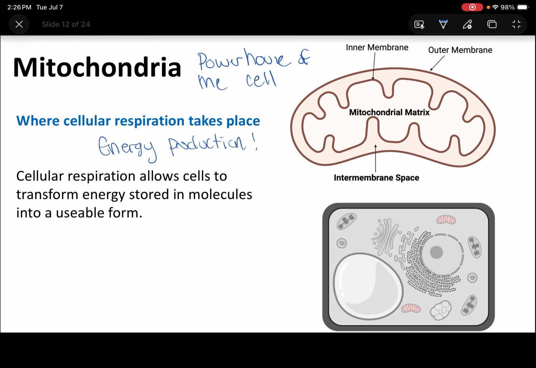And the scientific terminology for what it does is something called cellular respiration. Cellular respiration is the term that we use when we talk about making energy in the mitochondria. And you guys are going to learn all about this in our next unit.